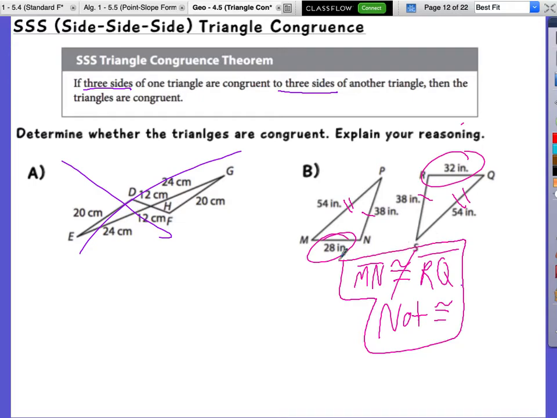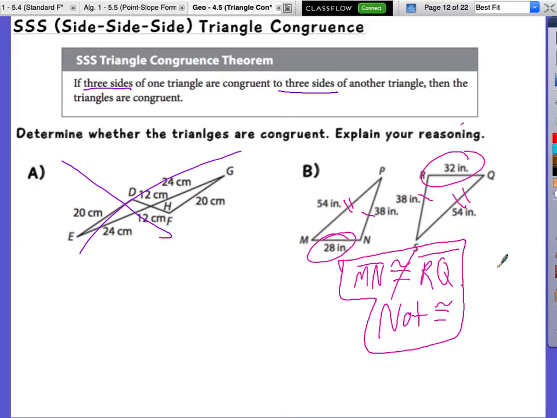Can I ask you? Yeah. Just by these two being congruent, the RS and PN, and the QS and PN, could we prove that S and P are congruent? No, we cannot. That's a good thought though.